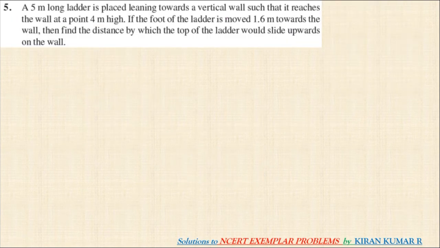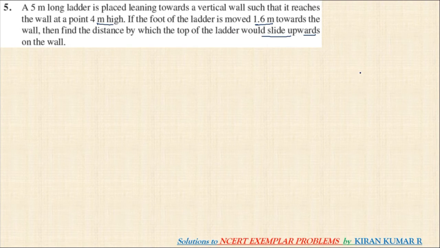Question number 5. A 5-meter long ladder is placed leaning towards a vertical wall such that it reaches the wall at a point 4 meter high. If the foot of the ladder is moved 1.6 meter towards the wall, find the distance by which the top of the ladder would slide upwards on the wall.